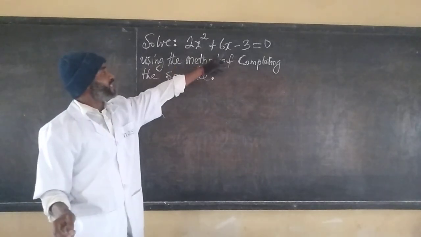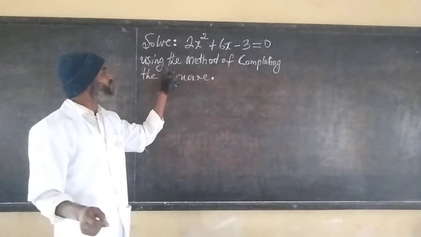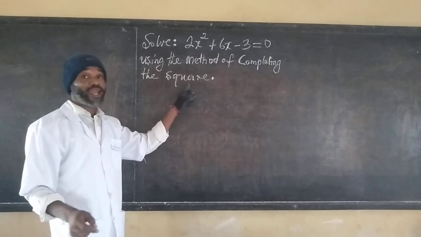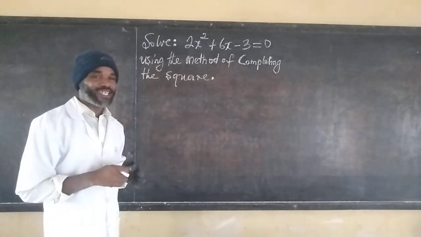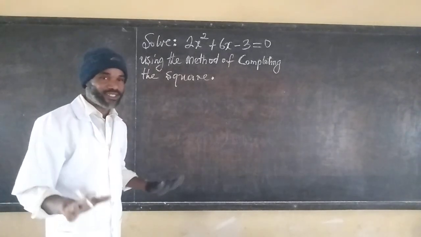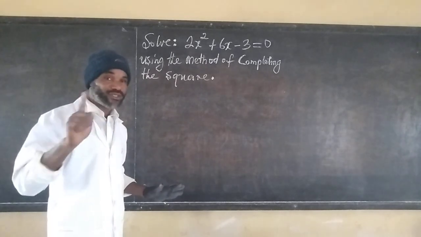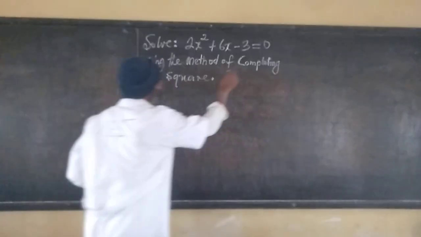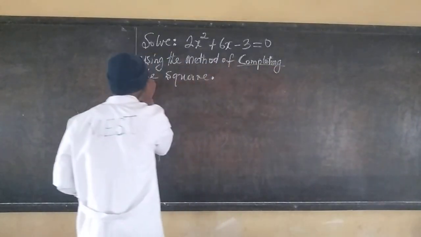Solve 2x squared plus 6x minus 3 equals 0 using the method of completing the square. A condition has been given here. You dare not change it. I repeat, you dare not change it. Completing the square is the condition given here.